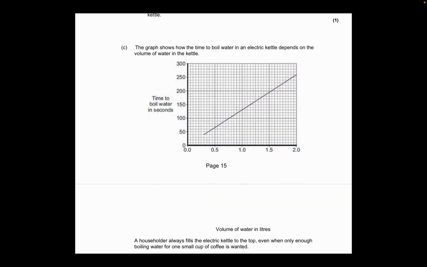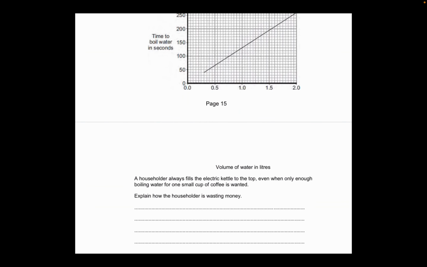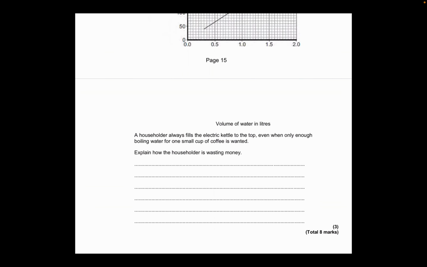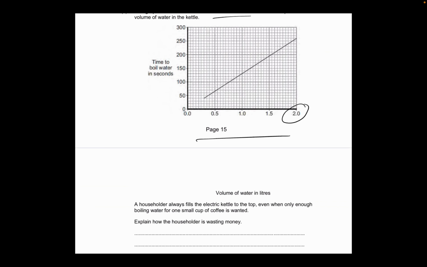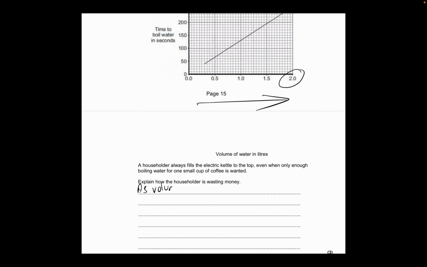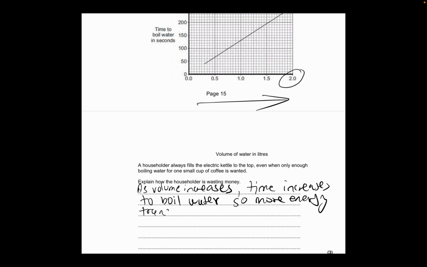Now the graph shows the time it takes to boil water, so the kettle depends on the volume of water. A householder always wants to fill the electric kettle to the top, even when only enough boiling water for 1 small cup of coffee is wanted. Explain how the householder is wasting money. We have to look at the graph. As the volume of water increases, the time it takes for that water to boil increases, so a lot of electricity is being used. So as volume increases, time to boil water increases, so more energy is transferred.